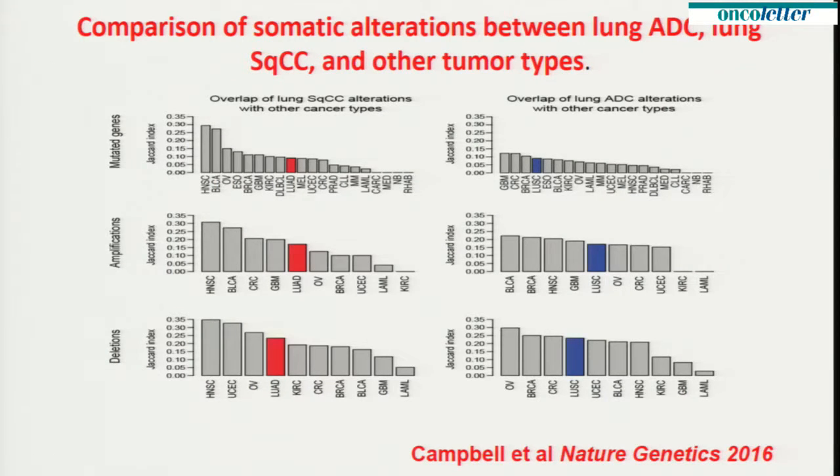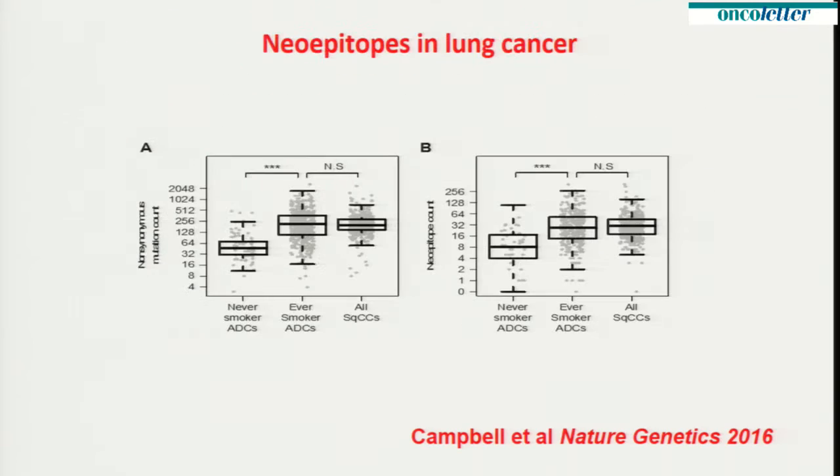And we asked a question: how common is lung squamous cell cancer to lung adenocarcinoma in the Cancer Genome Atlas project? It turns out that lung adenocarcinoma is not similar to lung squamous cell cancer. In fact, lung squamous cell cancer is more similar to head and neck squamous cell cancer than lung adenocarcinoma. So that's an important observation, that squamous lung cancer has more in common with squamous head and neck cancer than lung adenocarcinoma. Either way you look at it, mutated genes, amplifications, or alterations.